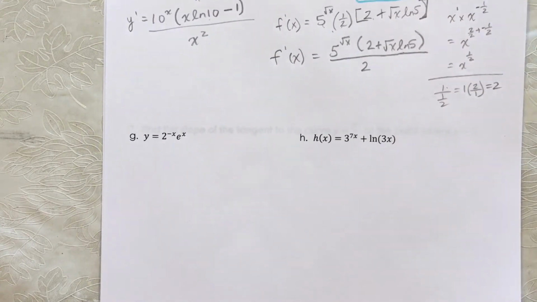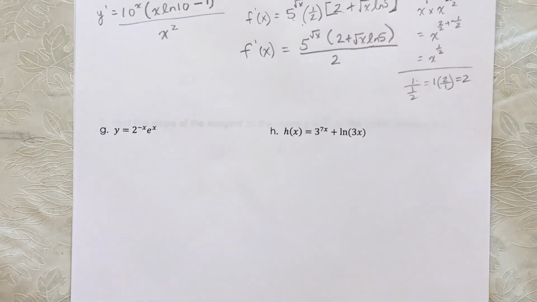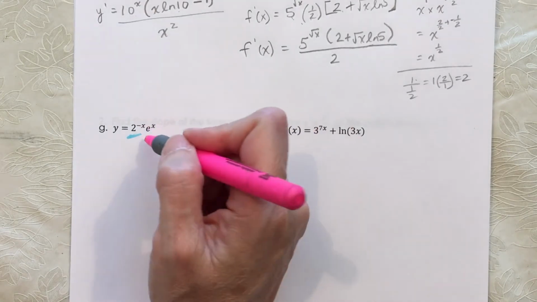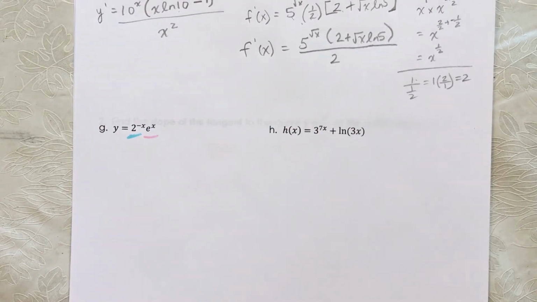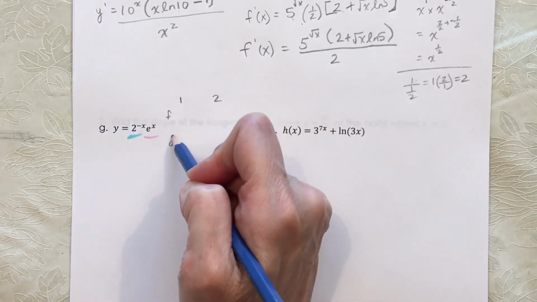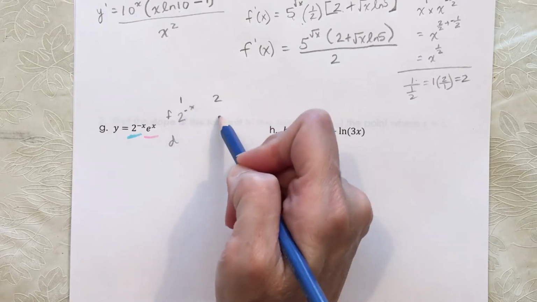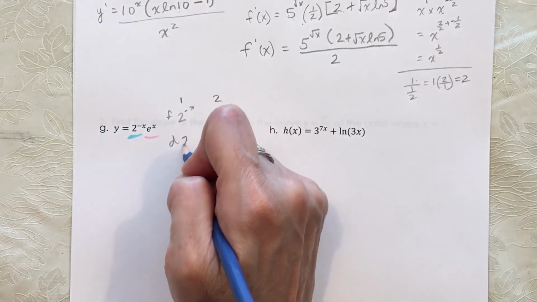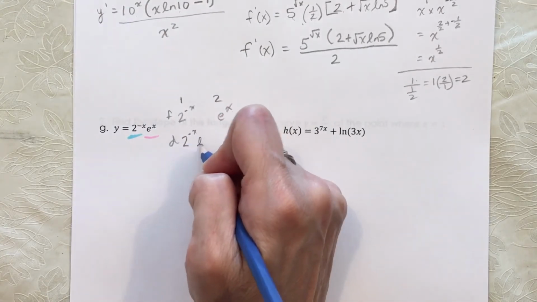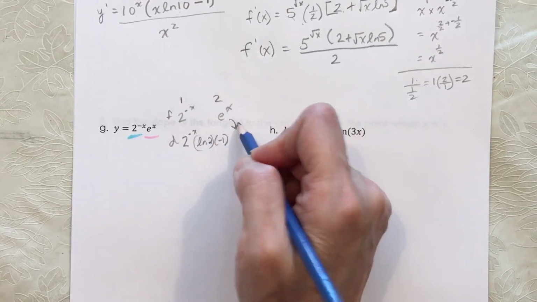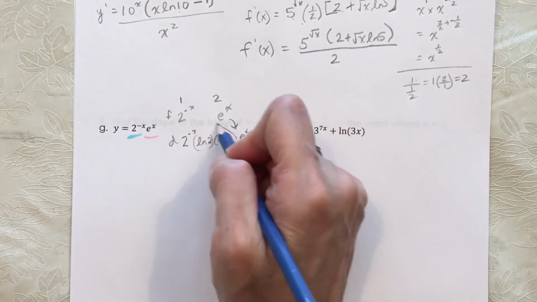Okay, G, y equals 2 to the negative x times e to the x. So again, we've got two functions of x multiplying together, so we're going to need to use the product rule. So first, second, function, derivative, so 2 to the negative x and e to the x. The derivative of 2 to the negative x is going to be 2 to the negative x ln 2 times negative 1. And the derivative of e to the x is just e to the x.